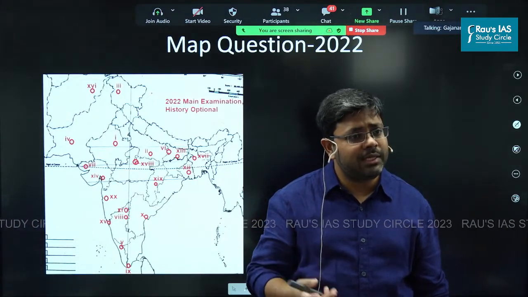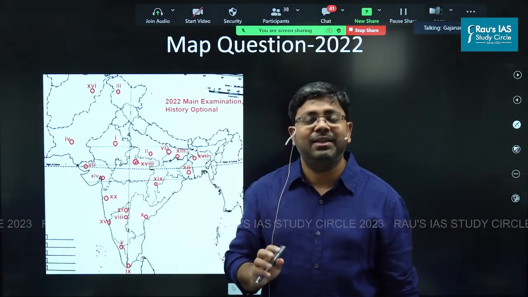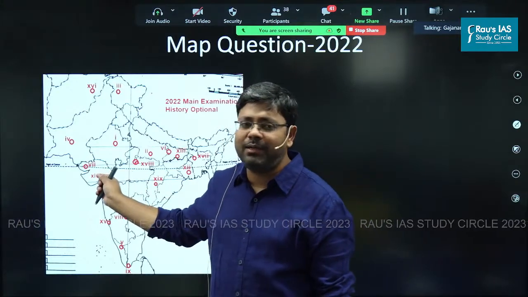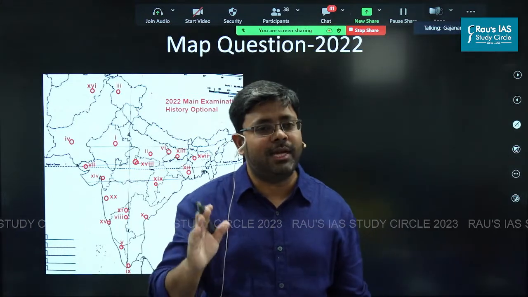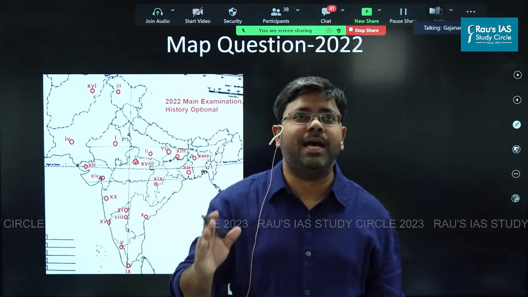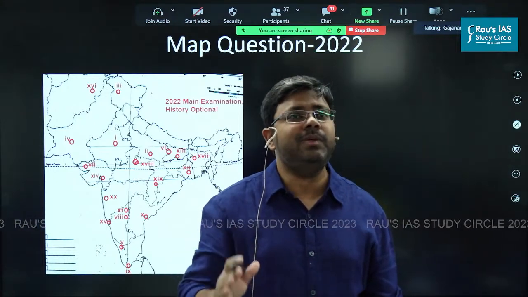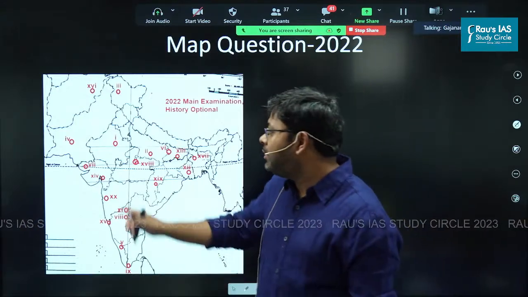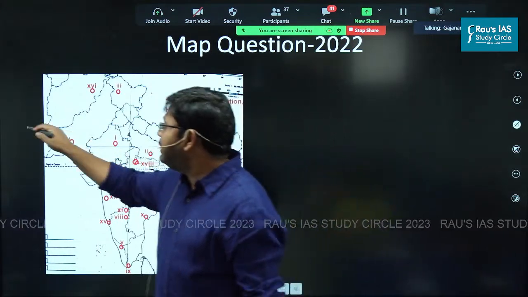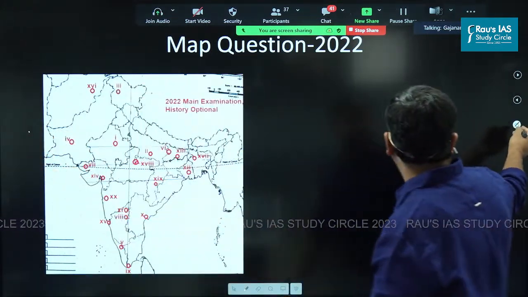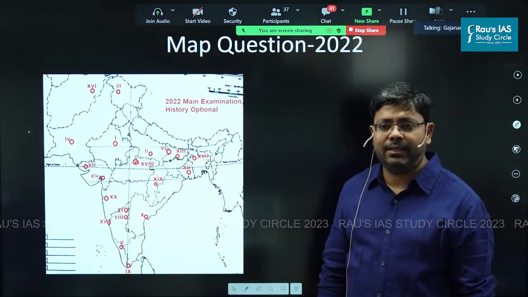Don't you think it's a much easier pattern? First, understand what the problem with map work was. Plotting a site accurately was very difficult. UPSC is no longer going for that pattern, so those who are preparing for that pattern are wasting their time. UPSC doesn't ask that question. What UPSC is asking now is simple: the sites are already plotted, and you have to talk about the description of that site. This is a 2022 UPSC question.